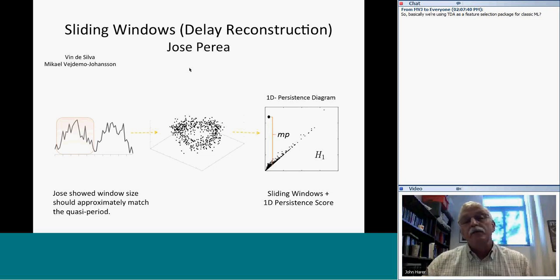And when you have a signal which is periodic or even quasi-periodic, the point cloud that you get in the higher dimensional space tends to have a circular shape. And so then you use one-dimensional persistence to try to measure that. And then Jose had an idea of how to create a score from that, which we used in a number of applications, called SW1PerS, sliding windows and one-dimensional persistence score.